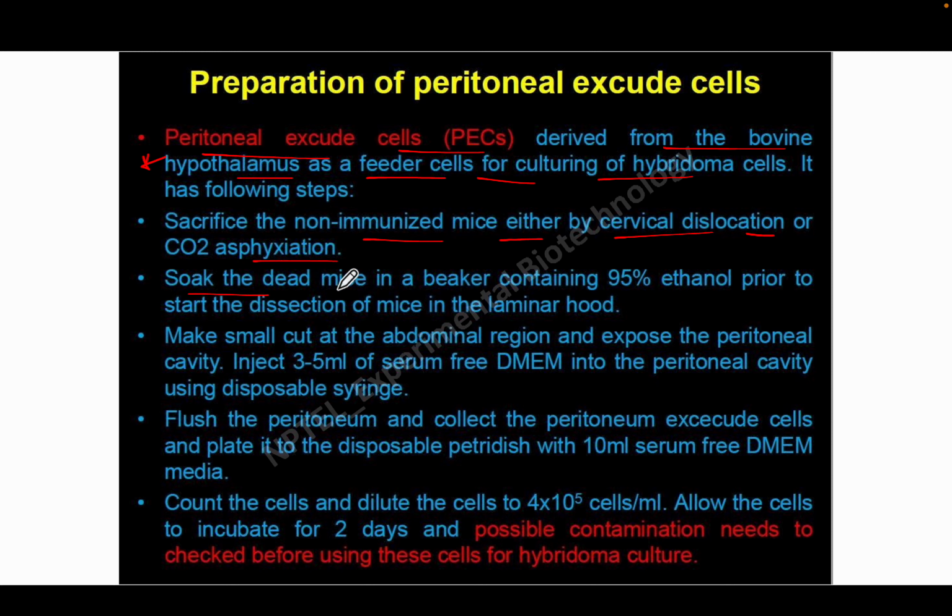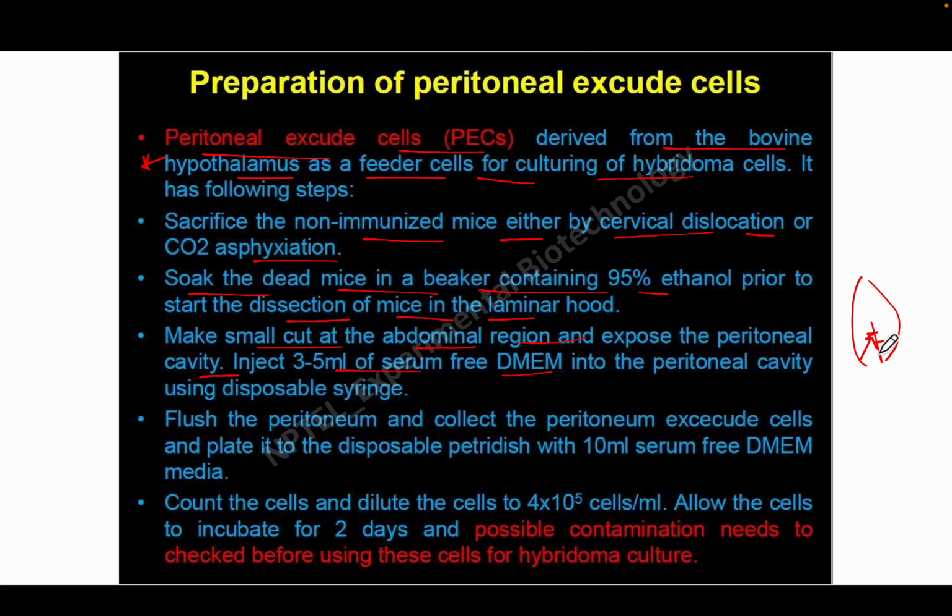asphyxiation. Soak the dead mouse in a beaker containing 95% ethanol prior to starting the dissection in the laminar hood. Make a small cut at the abdominal region and expose the peritoneal cavity. You cut in the peritoneal region and expose the peritoneal cavity. Inject 3 to 5 ml of serum-free DMEM into the peritoneal cavity using a disposable syringe. Flush the peritoneum and collect the peritoneal exudate cells.